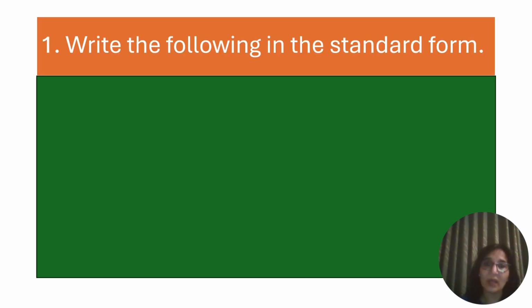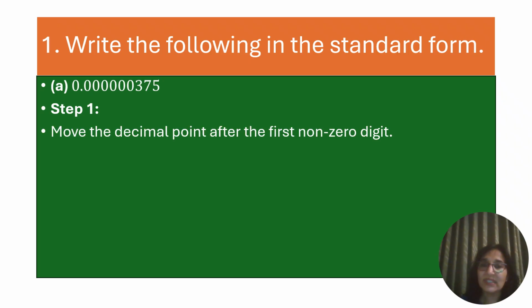Now let's see how we write the following in the standard form. Now look at the numbers here. It is 0 point, then the number of zeros given, and the number is 375. So there are certain steps you have to remember to convert it into standard form. Let's see step number 1. Move the decimal point after the first non-zero digit. Very, very important. Let's see how we can move the decimal point.